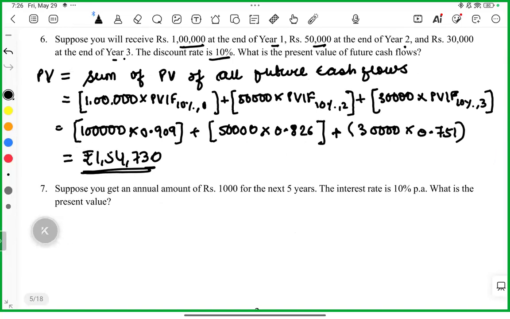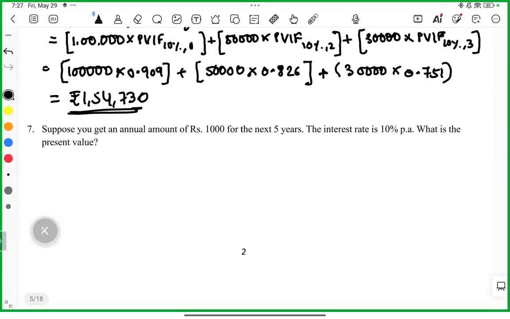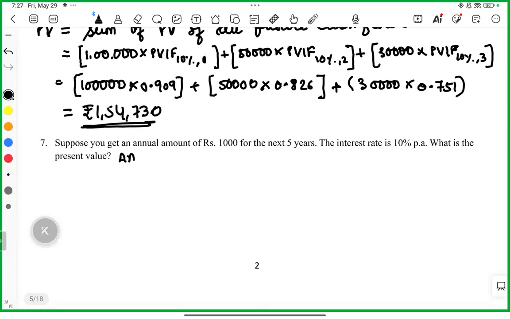This was discounting when there is either a single amount or series of single amounts. Now let us say there is an annuity. What does annuity mean? It means you are receiving same amount every year for certain period of time. Okay. Now there are two types of annuity. The first type is annuity ordinary. Ordinary means when you receive amount at the end of year.